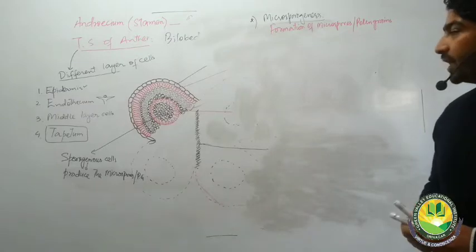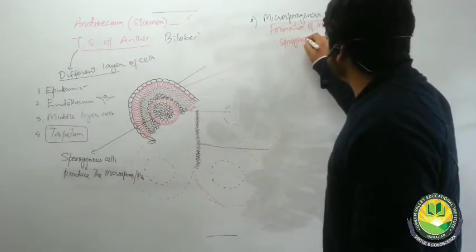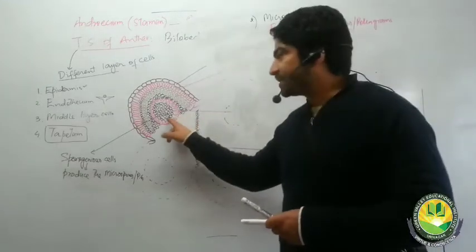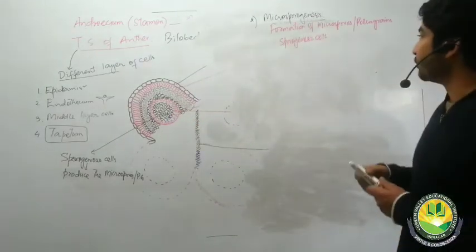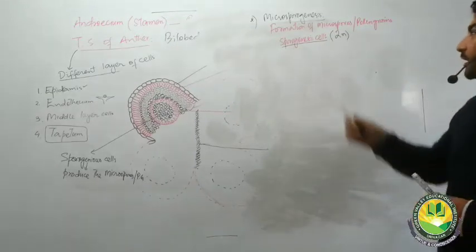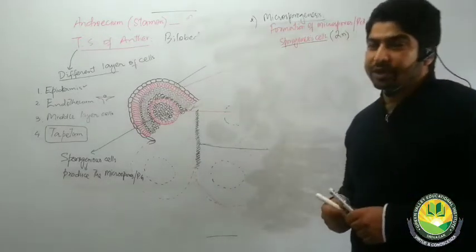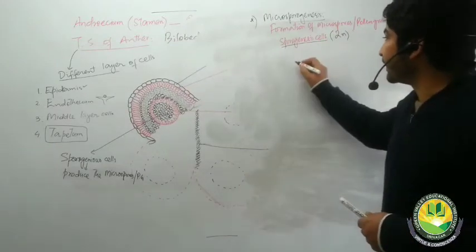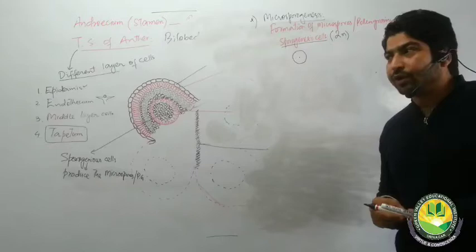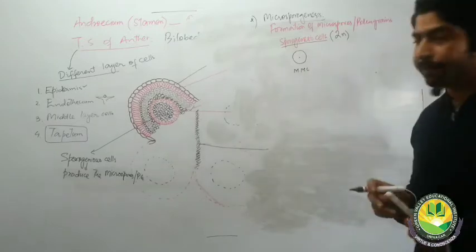Now, this microspore develops from the sporogenous mass of cells. Inside the anther, inside the tapetum, we have these sporogenous cells, and these sporogenous cells are diploid. For the designation of a diploid structure, we represent it by 2n. The sporogenous cell from which the pollen grain develops is called the microspore mother cell, MMC, because from it the microspore develops.